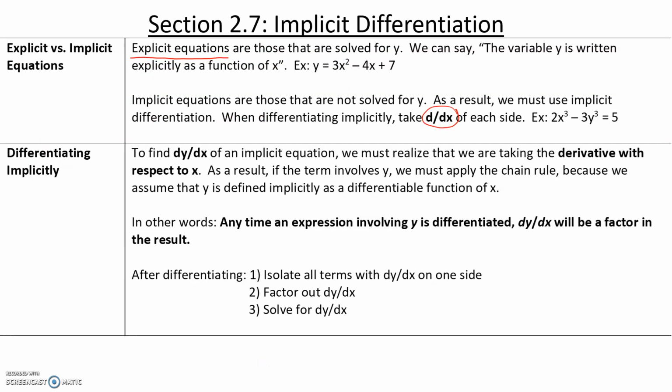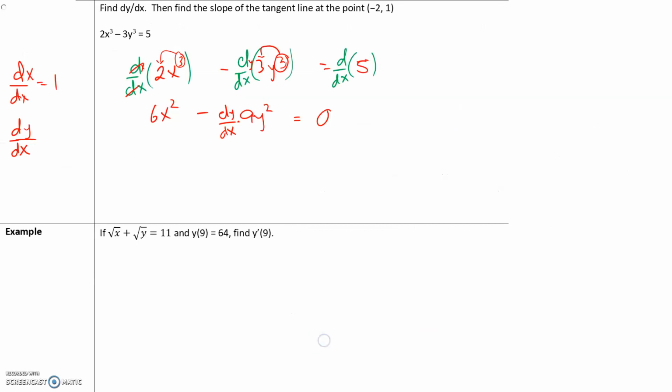Once we differentiate, we isolate all terms of dy/dx on one side, we factor out the dy/dx and solve for dy/dx. Our objective is to find dy/dx. So all the terms of dy/dx, there's only one in this case, it's on the left side, so we need to isolate this term, which means we move the 6x squared to the right. When we do that, we get negative dy/dx times 9y squared equals negative 6x squared. Now we want to get the dy/dx by itself, so first we divide by negative, and then we divide by 9y squared.